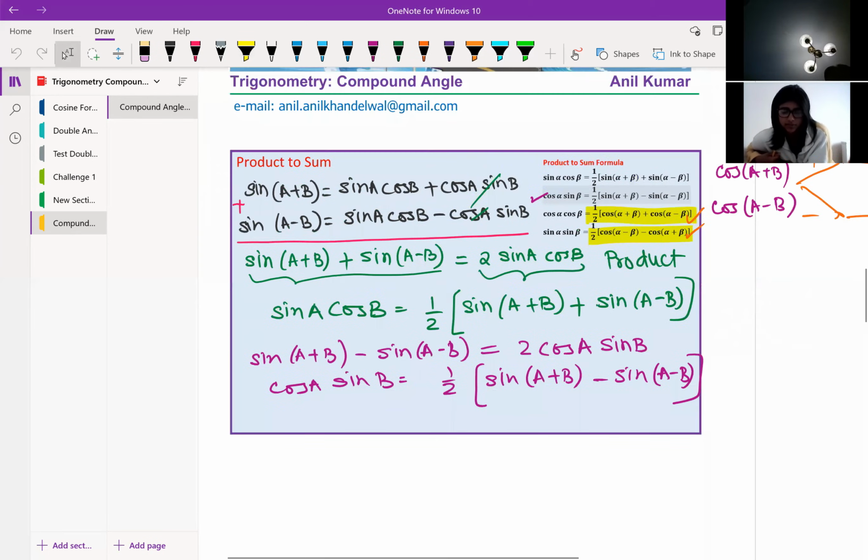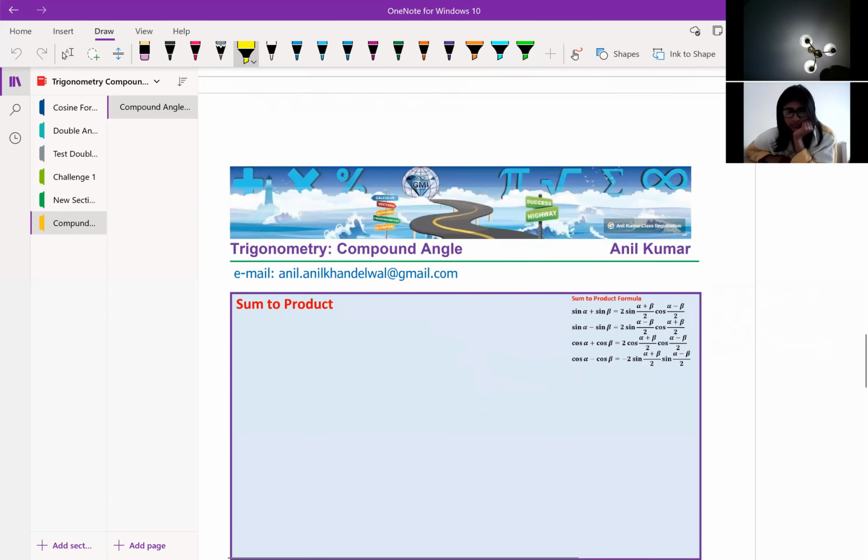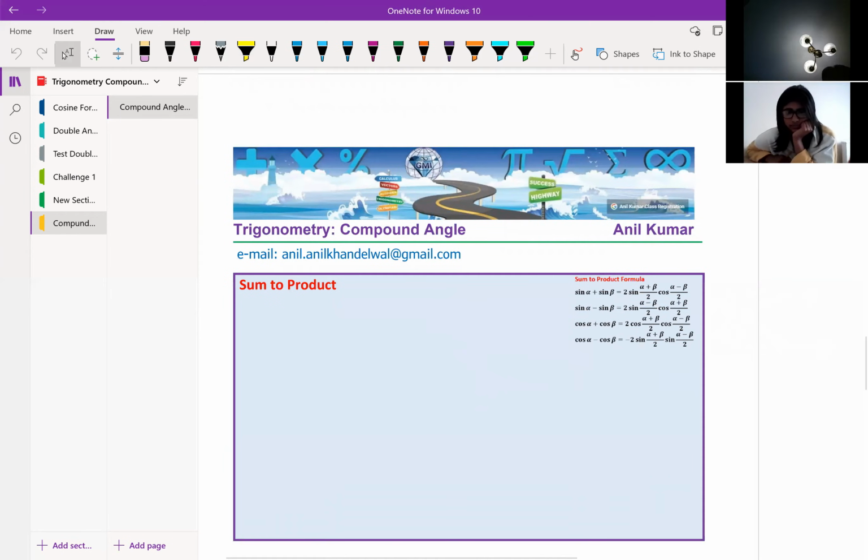So we have this sine alpha cos beta is half of sine alpha plus beta plus sine alpha minus beta. You can see that previous formula and this formula, can you relate the two? Sum to product and product to sum seem to be similar, right? So there has to be a connection. But this one has half and that one has 2 in front.